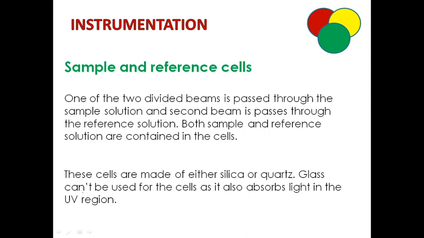And also the cells, sample cell and reference cell, are made up of silica or quartz. Glass cannot be used for these cells because glass absorbs UV light. Due to the absorption of glass there would be extra peaks present. To avoid that condition we are not using glass cells. So we can use cells made of silica or quartz material.